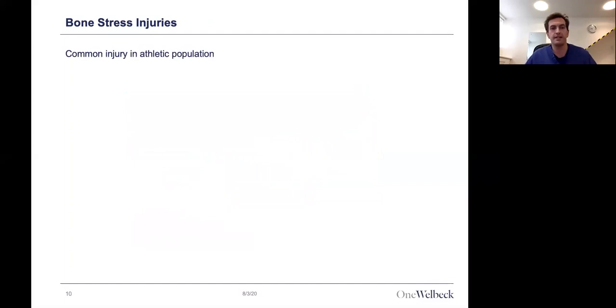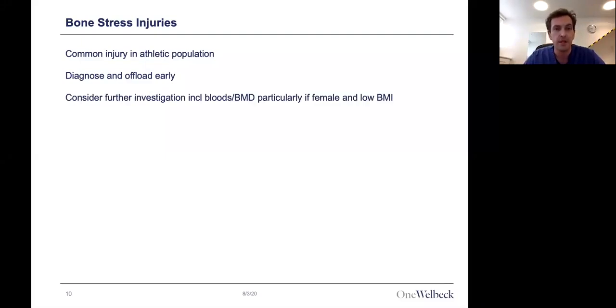So to summarize, we see bone stress injuries very frequently, particularly in the athletic population. It's very important to diagnose early to ensure that they're not pushing on from bone stress to stress fracture to fracture. And the key is to offload early. We would certainly consider further investigation, including blood tests and bone density, particularly if they have a low BMI. And the key is going to be a gradual progressive return to activity once symptoms and pain are settling.